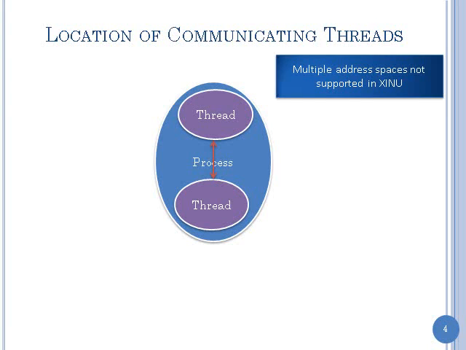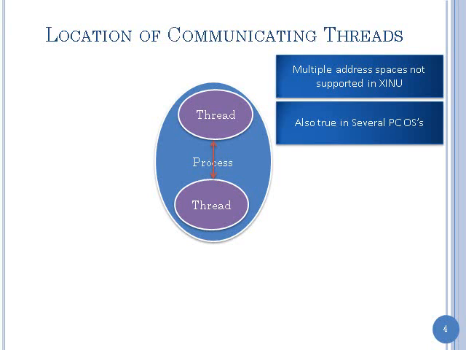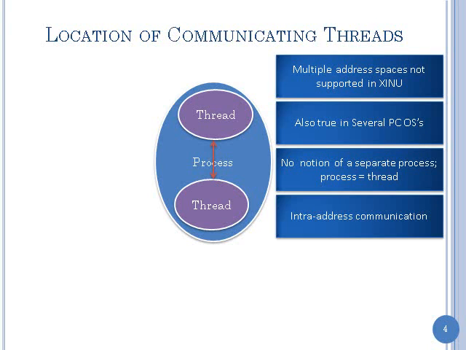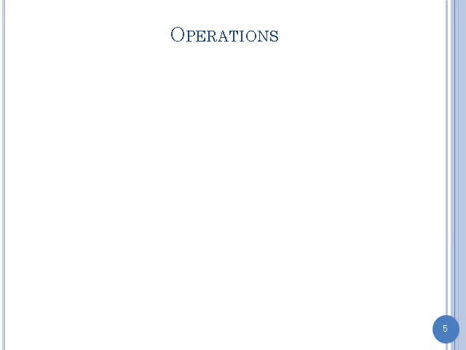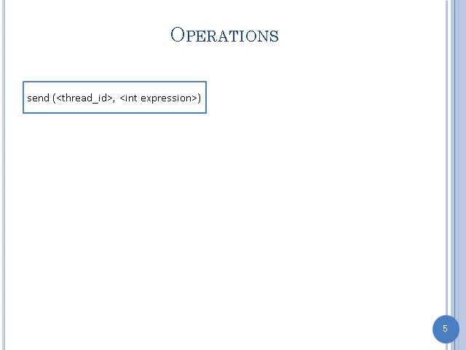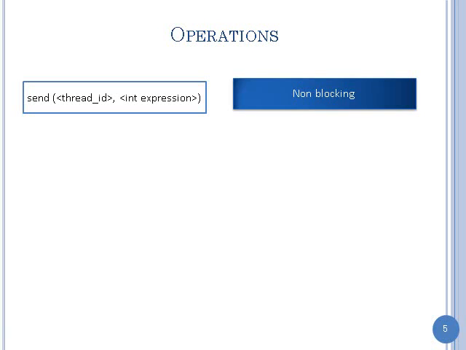Okay? Multiple address spaces are not supported in XINU, which is also true in several PC OSs. And the operations we had there were send, okay, process ID or thread ID, and some int value, a one word value. Okay, life is easy. One word message. And you didn't block. Okay, what does that mean, you didn't block? You send it and then assume that when you send it, it takes care of it. So you keep going.